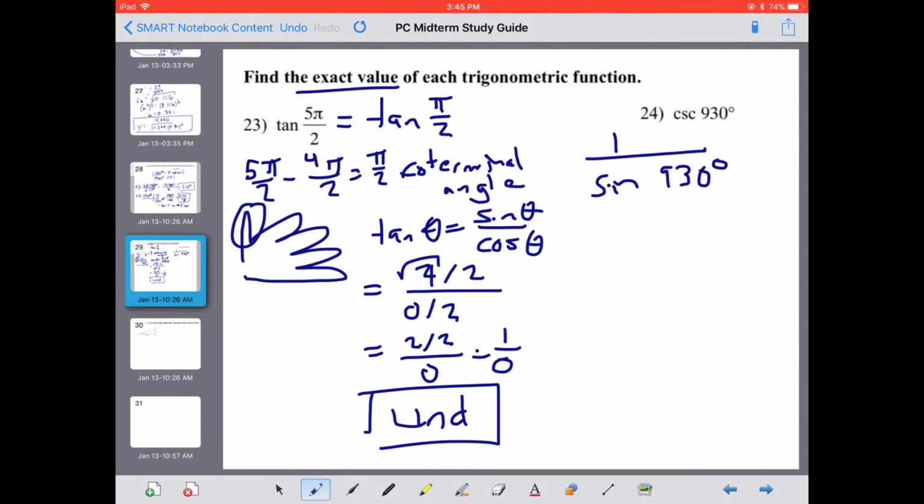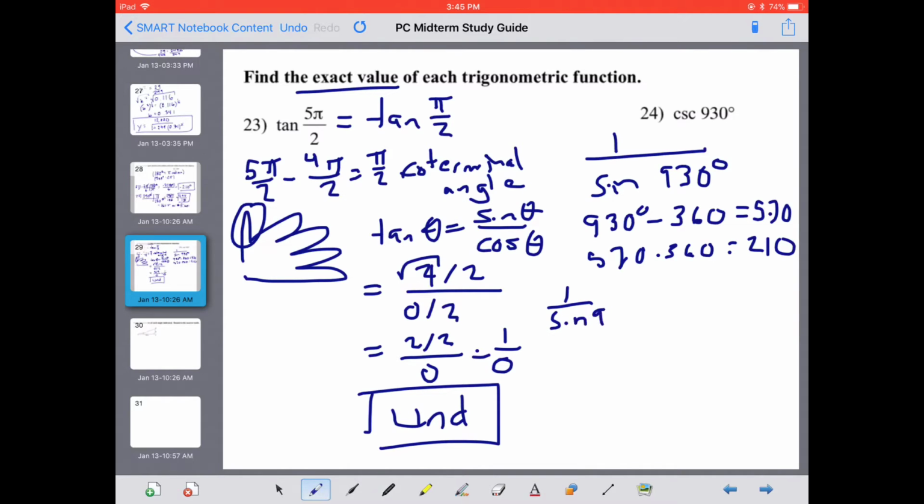Here, just as in the other one, it's probably easier to find the coterminal angle and start from our coterminal angle. So we're going to do 930, and since we're in degrees, we can just subtract 360. When we do that, we get 570, which is still pretty big. So let's do 570 minus 360 to see what we get there. And there we get 210. So here that means 1 over sine of 930 is the same thing as 1 over sine of 210. So now we just have to figure out what this is.